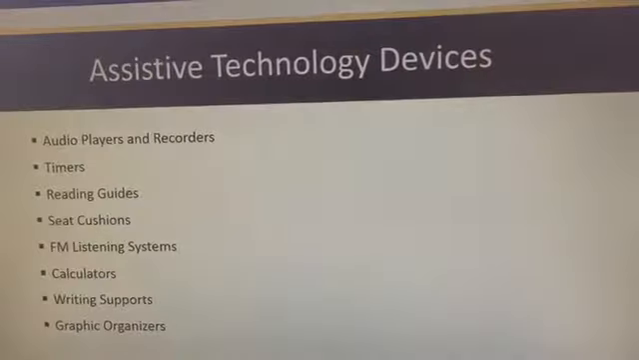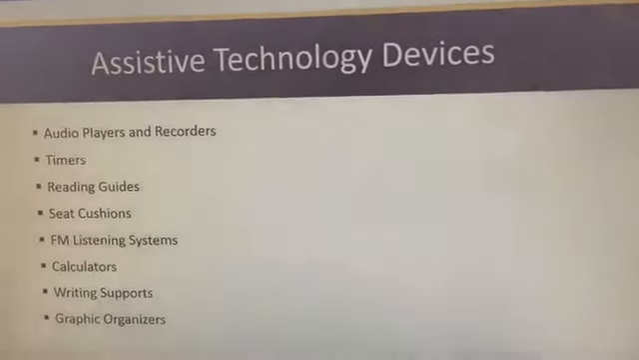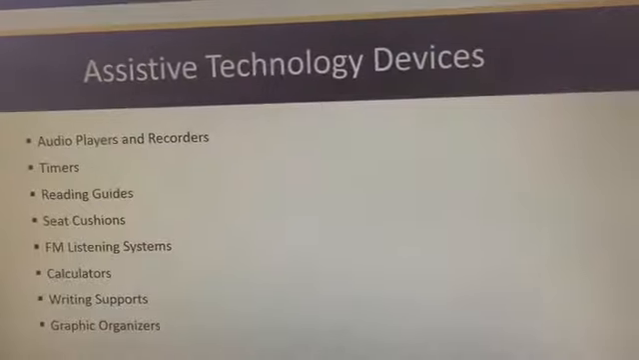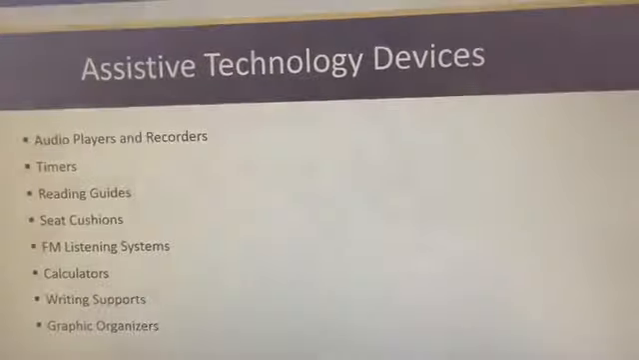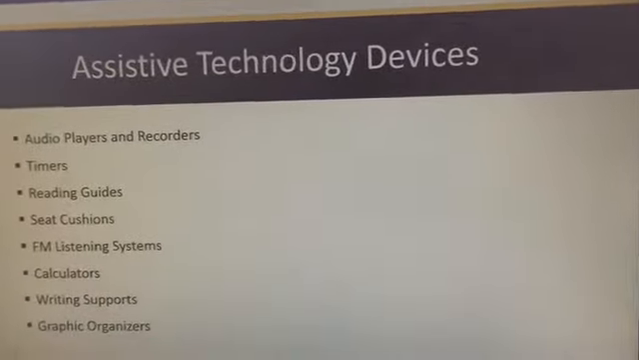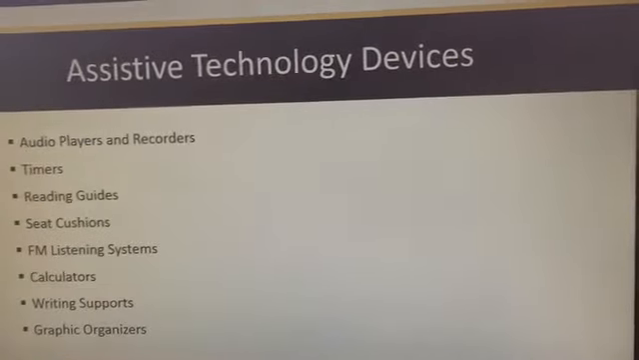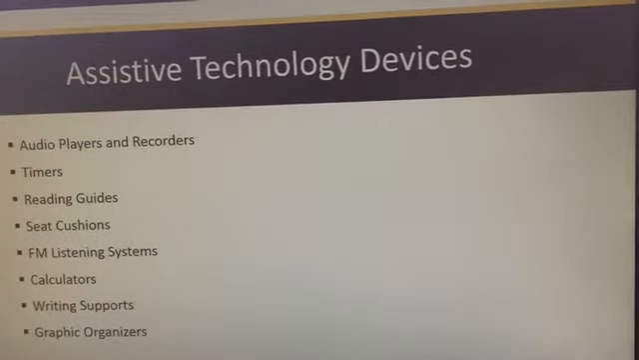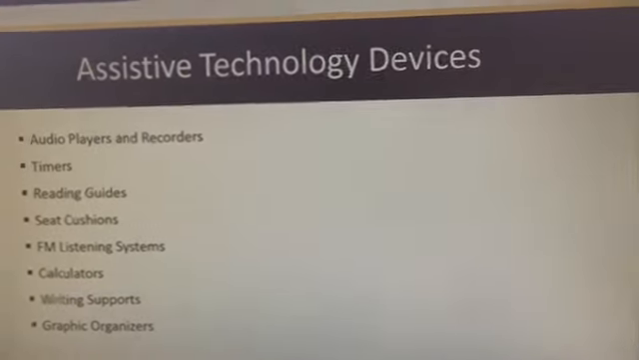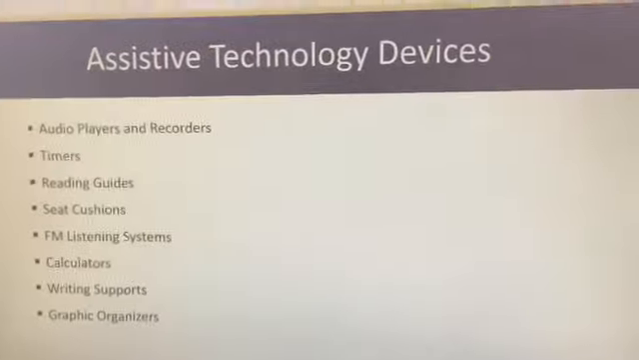Seat cushions. They're basically an inflatable seat cushion that can help kids with sensory processing and attention issues. And the cushion can provide enough movement and stimulation to help a child maximize his focus without having to get up and walk around. And then FM listening systems.